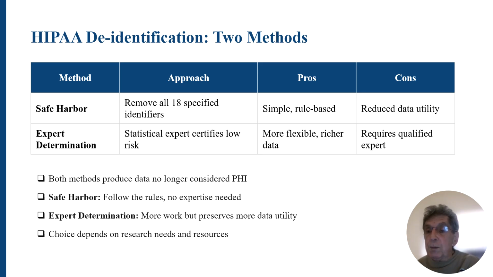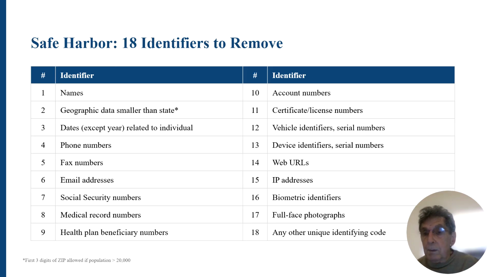The choice depends on your specific needs. If you need quick, simple de-identification and can accept reduced data utility, use the safe harbor. If you need richer data and have resources for expert analysis, use expert determination. The safe harbor method requires removing these 18 specific identifiers.